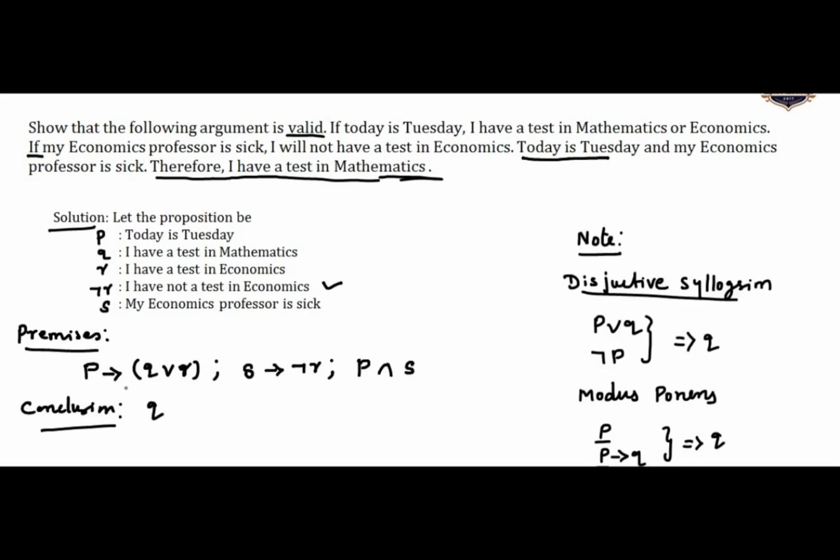Okay, so here what are the premises given? Three different premises are there. Using these three premises, we are going to prove the conclusion statement. What is the conclusion statement? Only one variable. I have a test in mathematics. So what is our target? We are going to write the Q variable separately by using the premises. If possible, we can write Q directly. Otherwise, using these three premises, we are going to prove the conclusion statement.